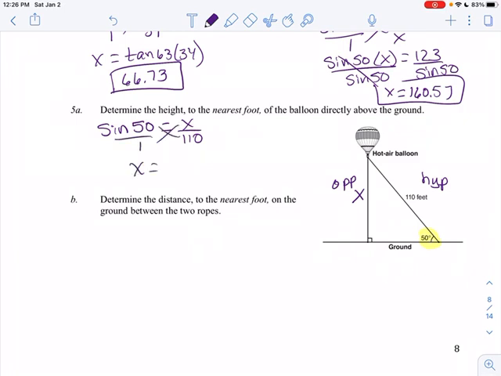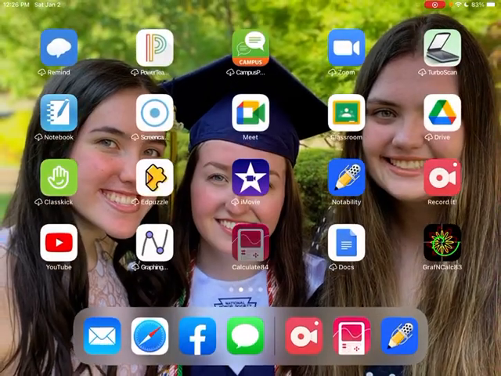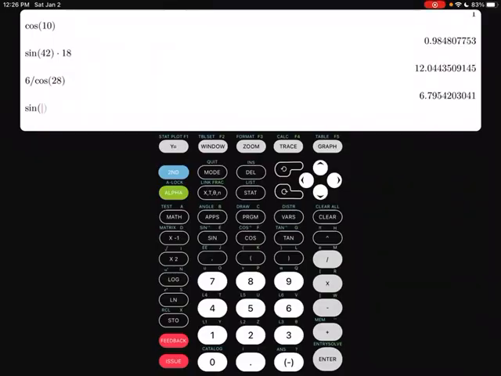1 times x is x. Then I got sine of 50 times 110. Make sure you're closing the parentheses around the 50. Sine of 50 times 110. And you're going to do that in your calculator. Let me just do that right here. So sine of 50, close the parenthesis, times 110.